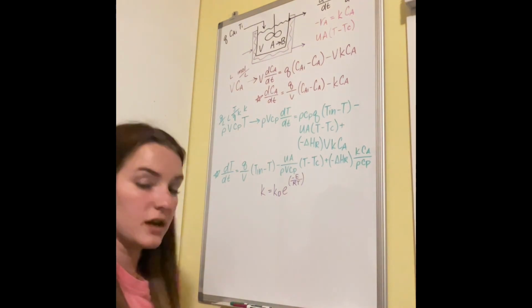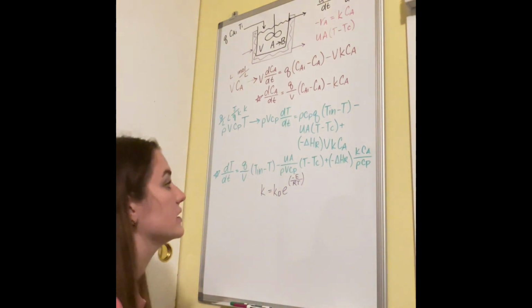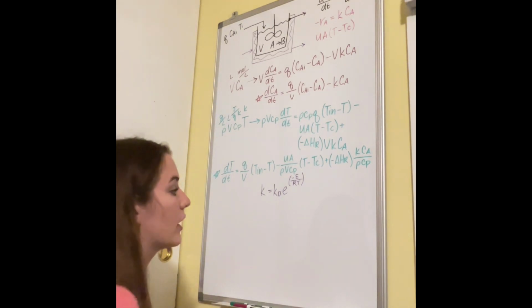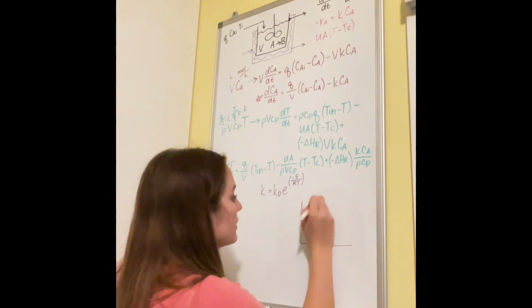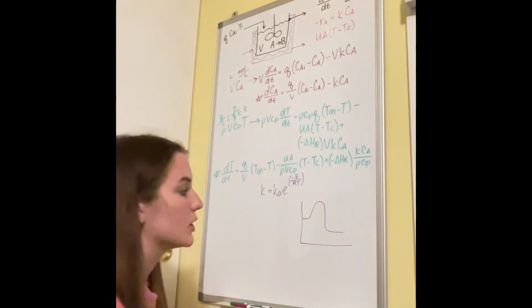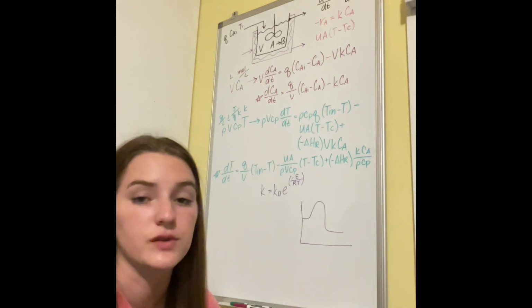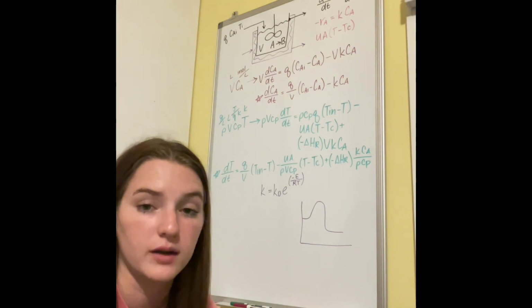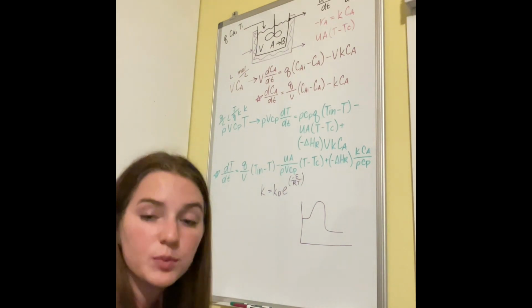So our negative E is the activation energy of this system, and since we are told that it is exothermic, our activation energy graph would look something like this. So it shows that the activation energy of our reactants is higher than the activation energy of our products. So now we are ready to go to Colab to code this problem.